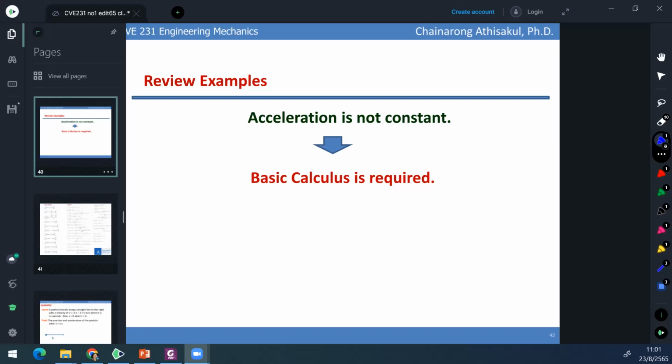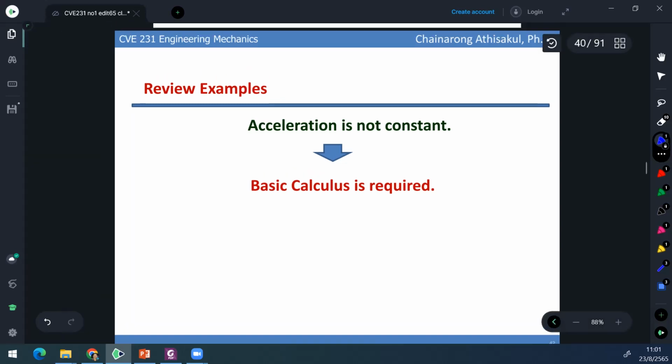In this video, we will move to the example of the rectilinear kinematics problem for the case that acceleration is not constant. For the case that acceleration is not constant, we have to use the basic kinematic equations: ds by dt equal to v, dv by dt equal to a, and v dv equal to a ds. We have to come back to these three basic ones.